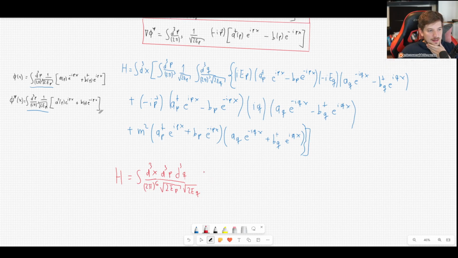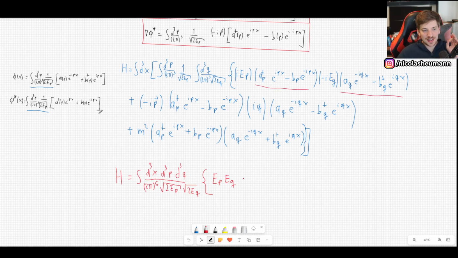Okay, then we have this first part. We have minus i times i, we get minus 1, so we get plus 1, so nothing. Just a plus, it doesn't matter. Then we have E_p times E_q, and then the product of these two parentheses, so this parenthesis with this one. And here, be very careful that you don't mess up the order, because there might be commutator issues, so be very careful.